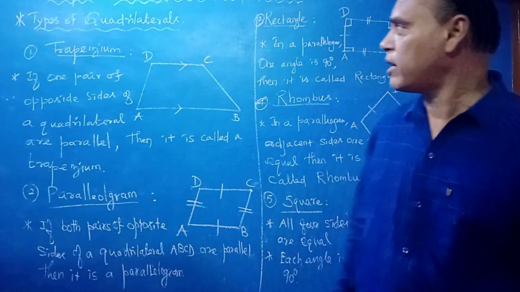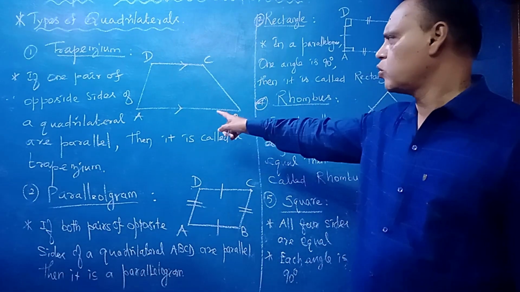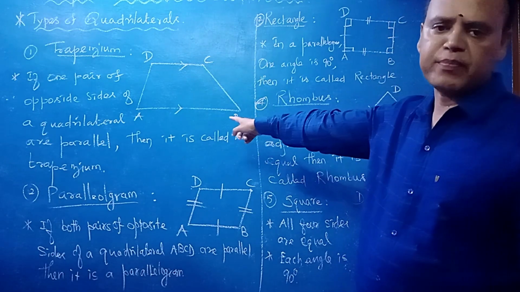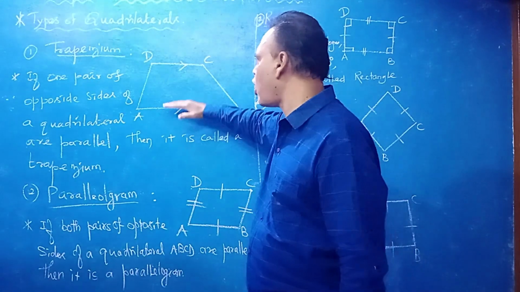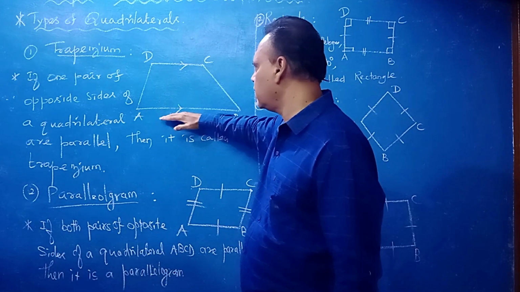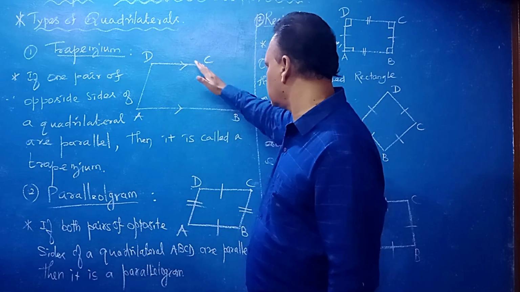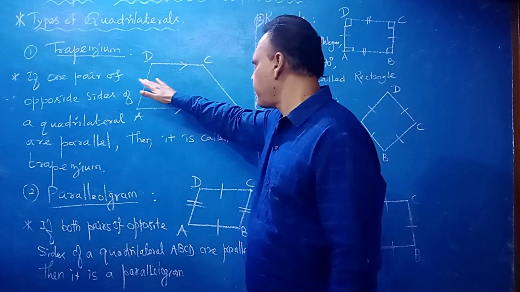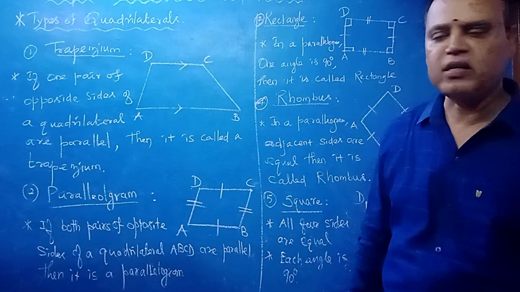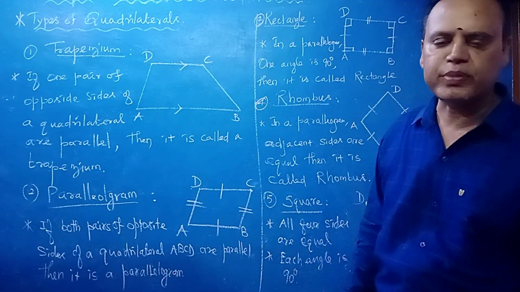So next we will see the types of quadrilaterals. First one, trapezium. You should know how to draw the diagram. Trapezium means one pair of opposite sides of a quadrilateral are parallel. You have to draw the other two non-parallel sides. Then it is called a trapezium.